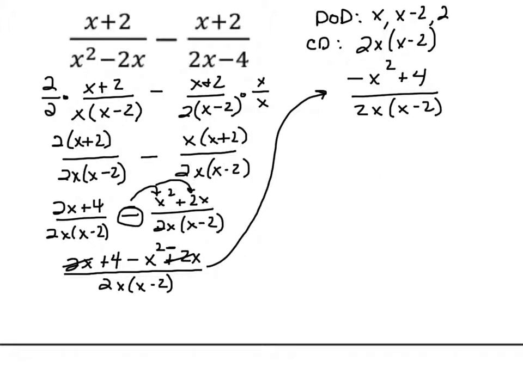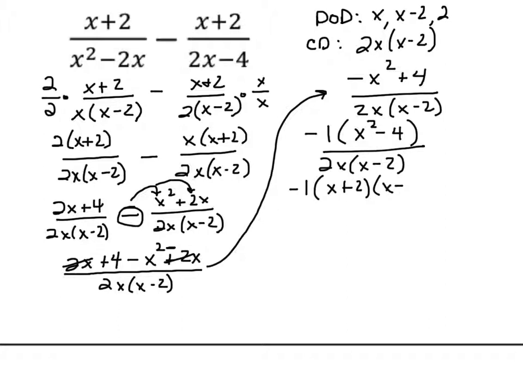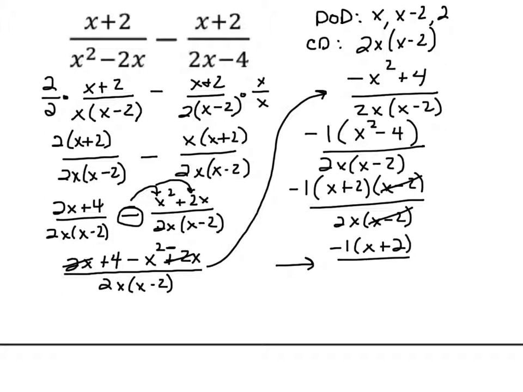Okay? Now, again, I've got to look at this in terms of trying to factor it out. You'll notice in the numerator we have a negative up front. So I want to take that negative 1 out. And now I'm left with x squared minus 4 over 2x times x minus 2. x squared minus 4 can be factored into x plus 2, x minus 2, all over 2x times x minus 2. And now you'll notice the x minus 2's are going to cancel. And your final answer here is negative 1 times x plus 2 all over 2x.